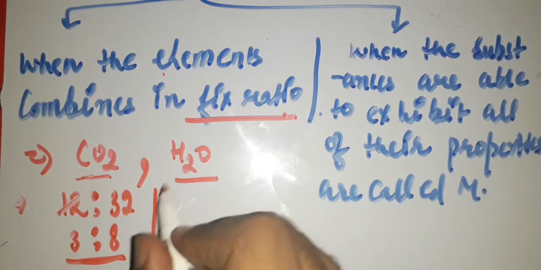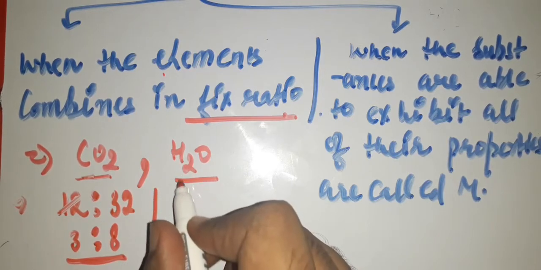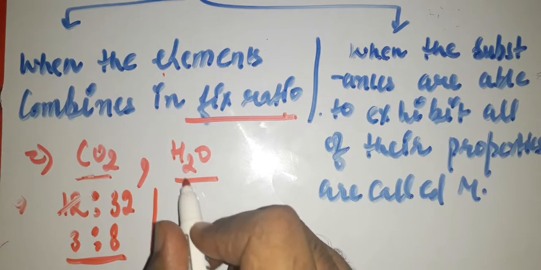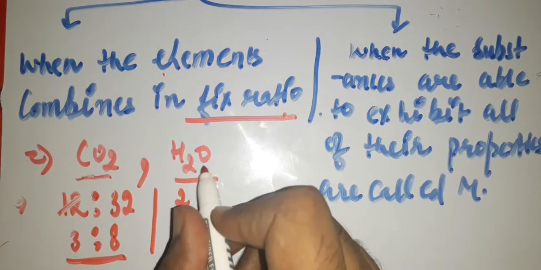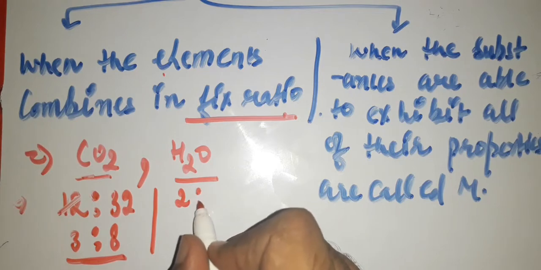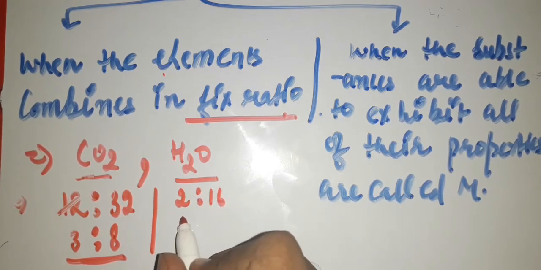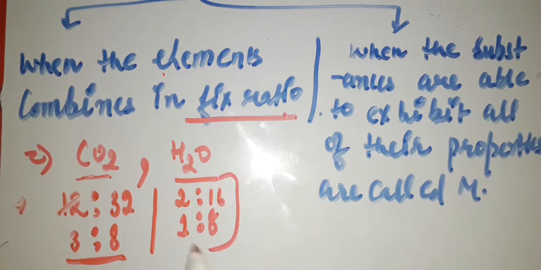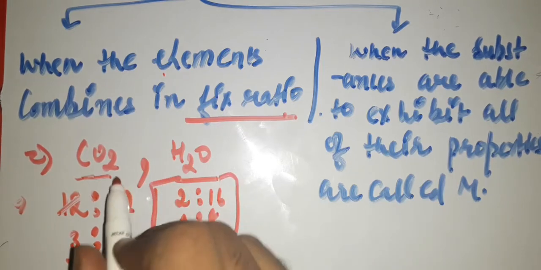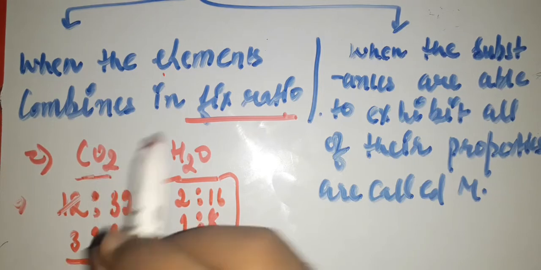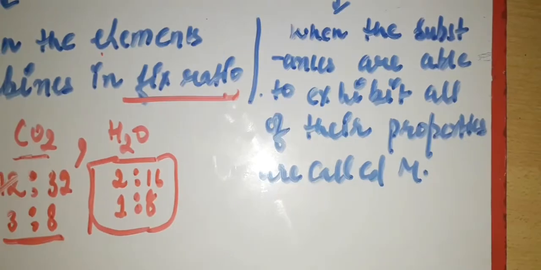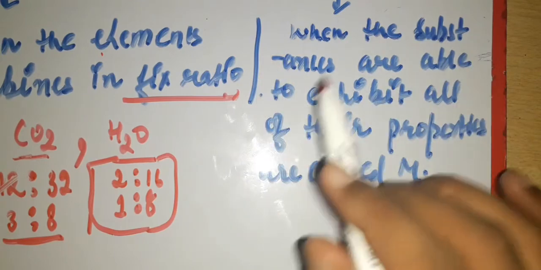Right, and if we talk about water, the atomic mass of hydrogen is 1. Here 2 hydrogens are there, so it becomes 2, and oxygen is 16. If we take the ratio, it becomes 1:8. So hence we can observe that when the elements combine in fixed ratios, we call them molecules, right?